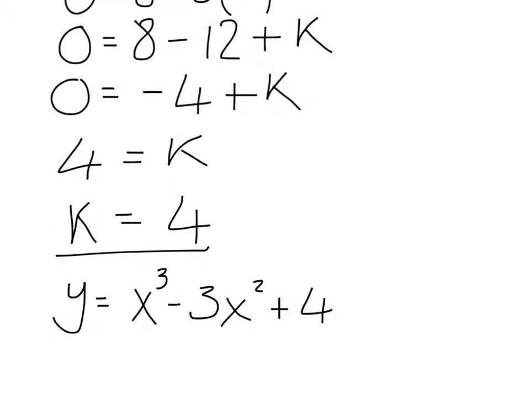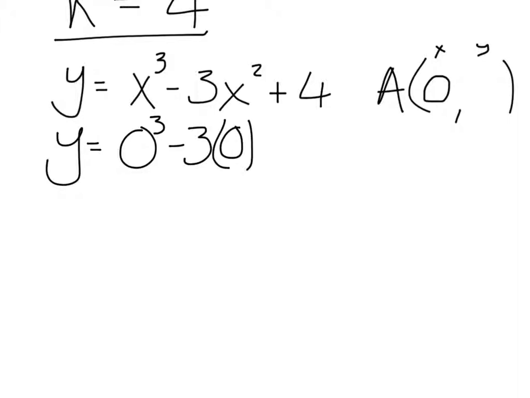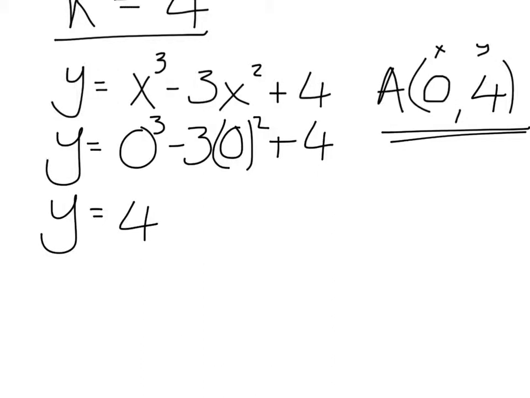So the point we're looking for is the point A. We know it's on the axis as well. We know it is on the y-axis, which means the x value is 0. And all we need now is the y value. It's fairly straightforward to do this. We just substitute in. So y is going to be x cubed, which is 0 cubed, take away 3 times 0 squared plus 4. So the 0 parts cancel out, which just leaves us with y equals 4, which means the other stationary point is the point 0, 4. And that's the answer to part B.